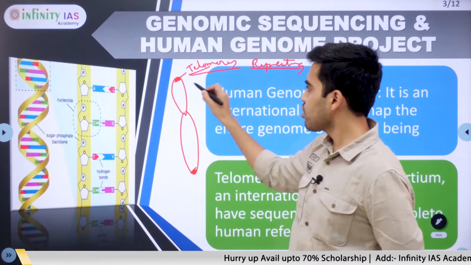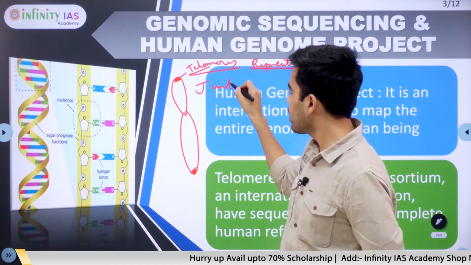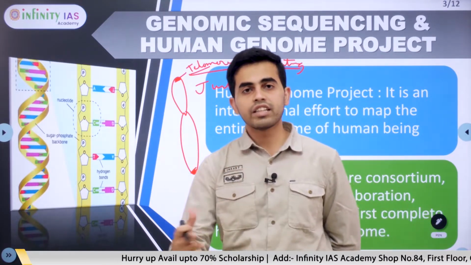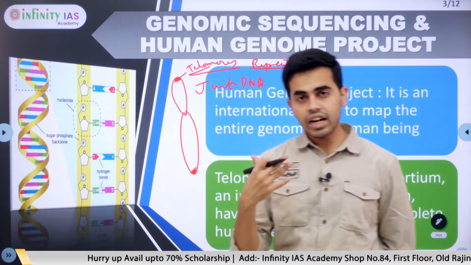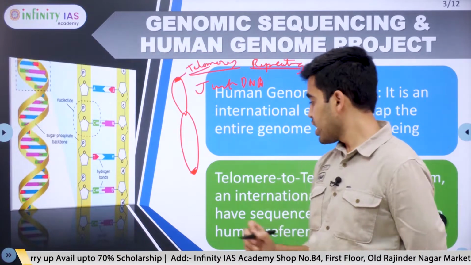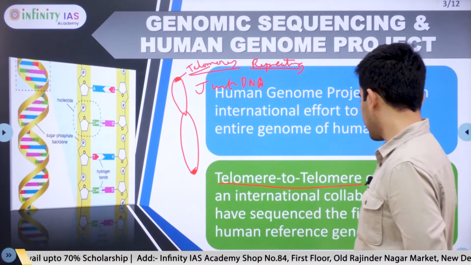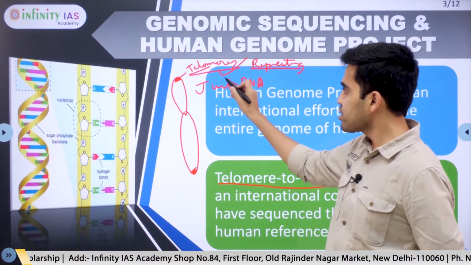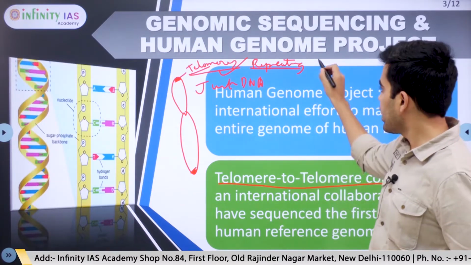So this was initially considered to be heterochromatin or junk DNA, but recently it was discovered that even these telomeres or that junk DNA also determines how the genes are expressed. So even that junk DNA is important in the functioning of a human cell. That is the reason why this T to T consortium has mapped even the last remaining telomeres or the 8%.